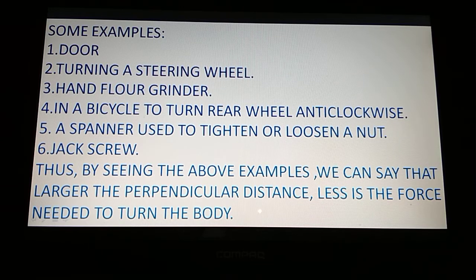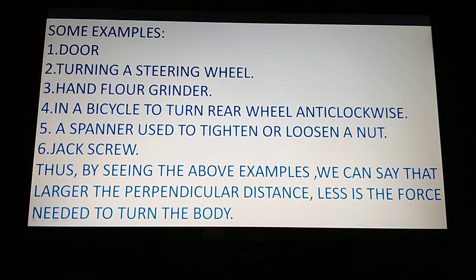To open or shut a door, we apply a force. We apply a force at the handle of the door, which is at the extreme end of the door. That's why we are able to open a door. This is an example of moment of force. It means the longer the handle is, the easier the moment of force will be.